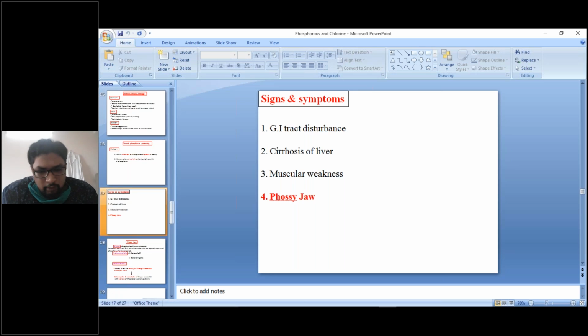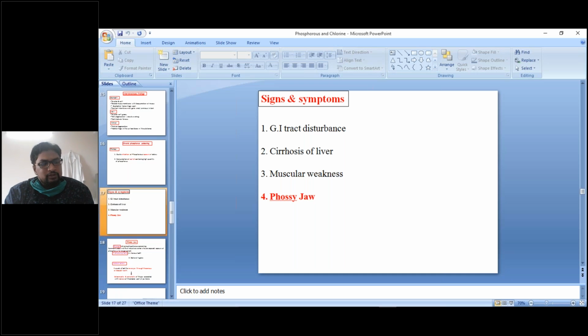Symptomatology is almost the same as in acute phosphorus poisoning. We have GI disturbances, cirrhosis of the liver, muscular weakness, and one more very important feature, phossy jaw. Phossy jaw has been asked many times in the examination.